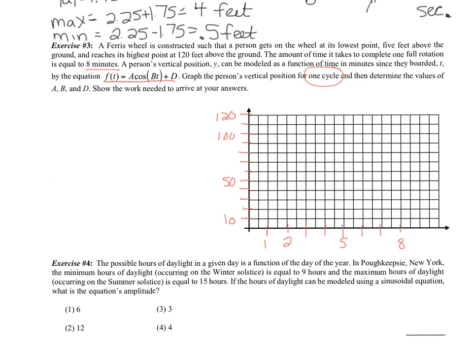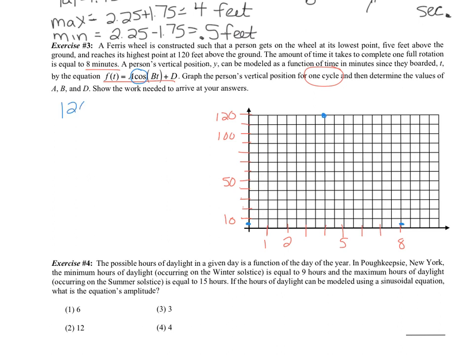So let me just get a different color. So we are starting at 5 feet above the ground, and we're finishing there because that's one period. This is a negative cosine curve we're going to see once we graph it. So in the middle at t equals 4, I should be at the maximum, which is 120. In between there at 2, I should be at the midline, so let's calculate that.